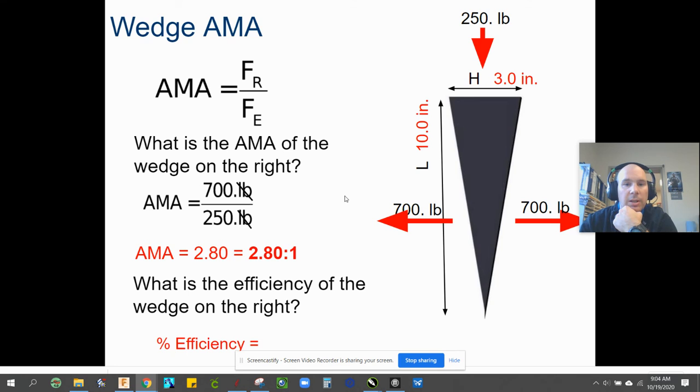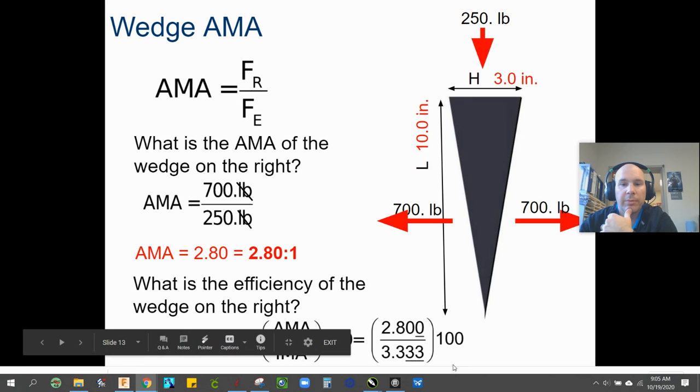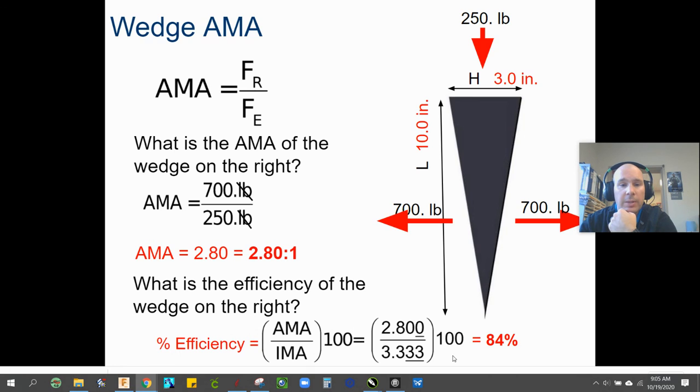So the efficiency, again, is AMA over IMA: 2.8 divided by 3.33, and I get an 84% efficient wedge. That's it for wedge and inclined plane. Good luck on this Edpuzzle.